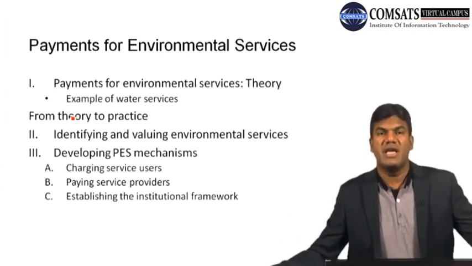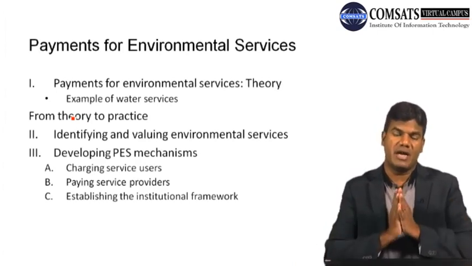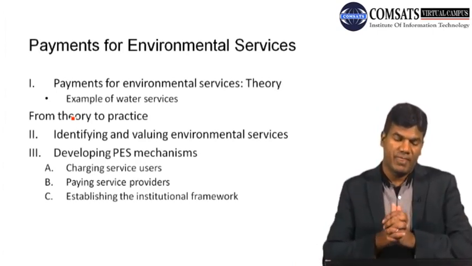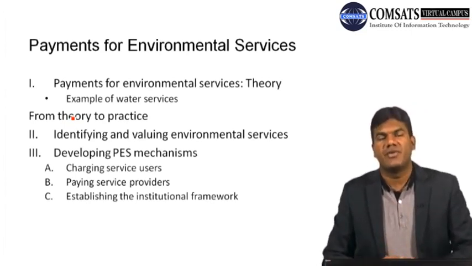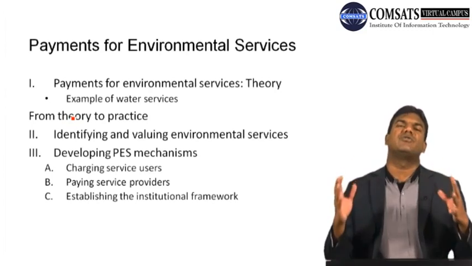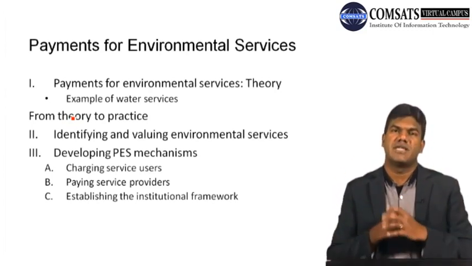यानी the first A is my buyers and B is my sellers, and the third one is establishing an institutional framework. You need a proper institutional framework when we are talking about payment for ecosystem services.